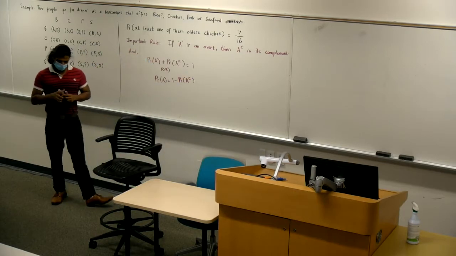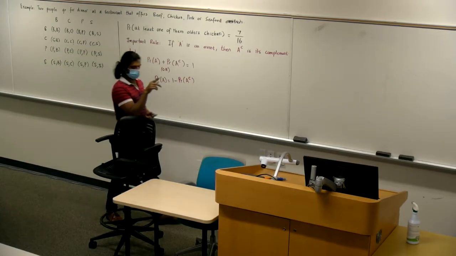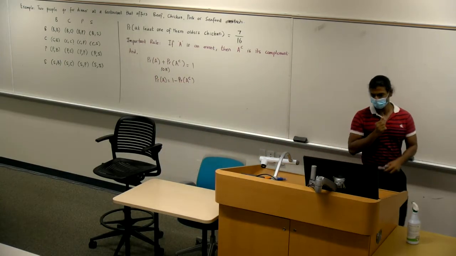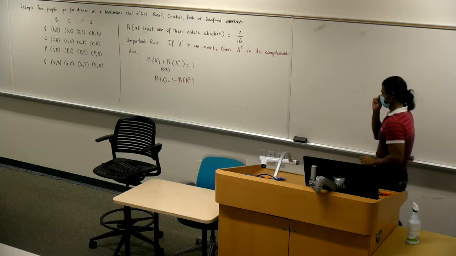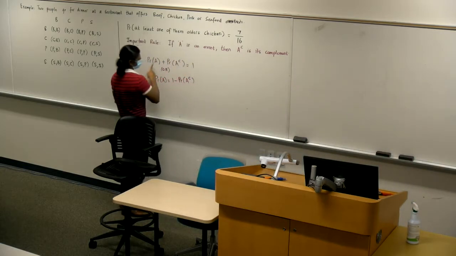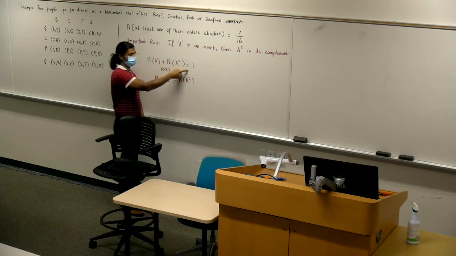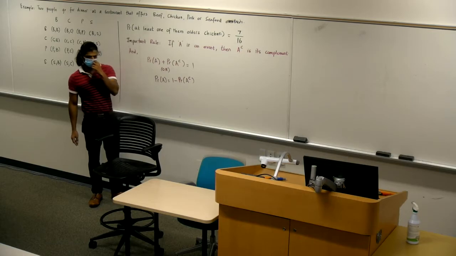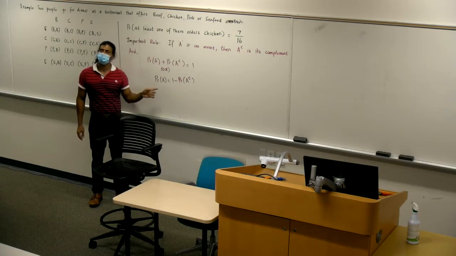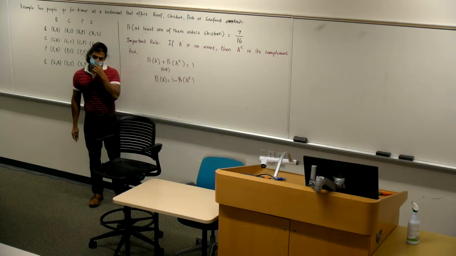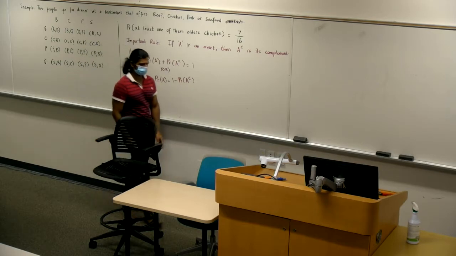If A is any event, then A superscript C, A^C, is its complement, and the sum of the probability of an event and its complement would equal 1. If I move probability of A complement to the other side, then I have probability of A equal to 1 minus the probability of A complement.